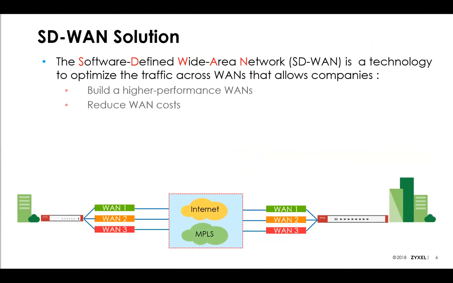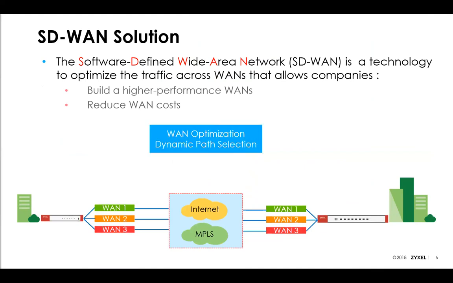SD-WAN solutions also come in different flavors. An SD-WAN is basically a software-defined wide area network. It's a technology that optimizes traffic across typically multiple WAN connections. So you can use higher performing WANs with higher speeds, and each of those WAN costs is a lot less than an MPLS or some other kind of dedicated internet connection.